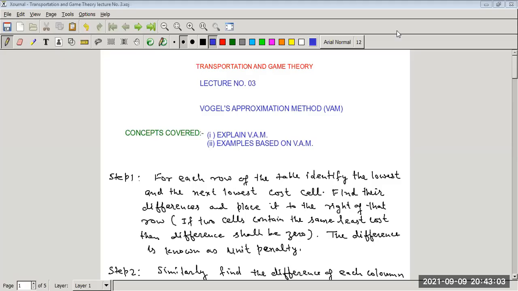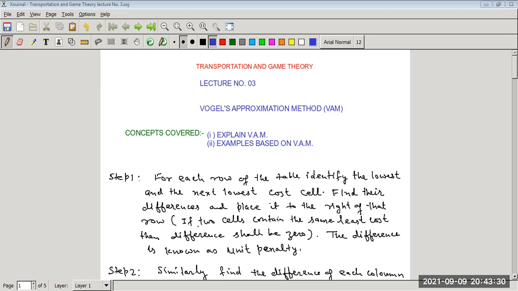Hello students, this is lecture number 3 on transportation and game theory. In this video lecture, we are going to discuss Vogel's approximation method. The concepts covered in this lecture are, we first explain what Vogel's approximation method is, and after that we will discuss some examples based on Vogel's approximation method.